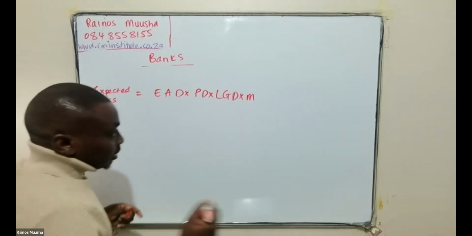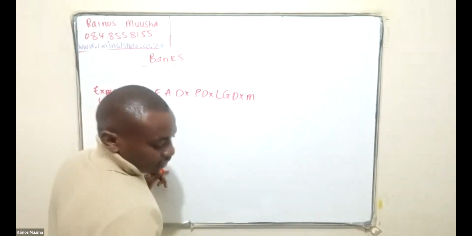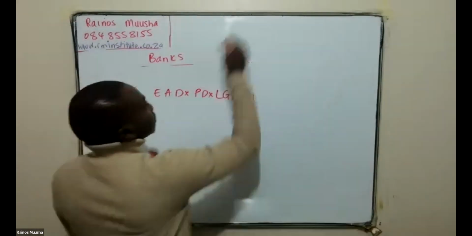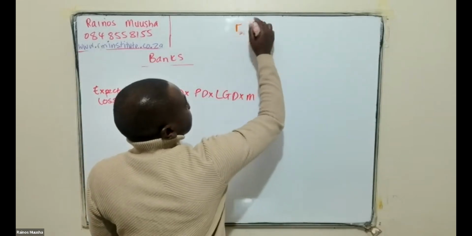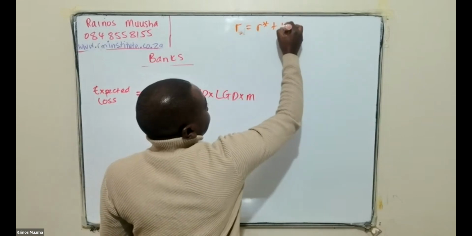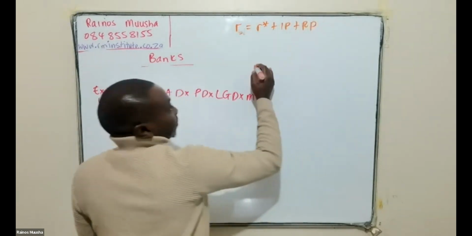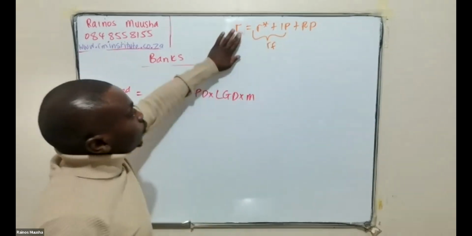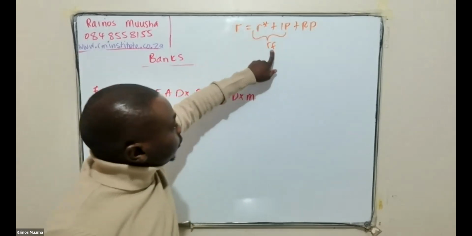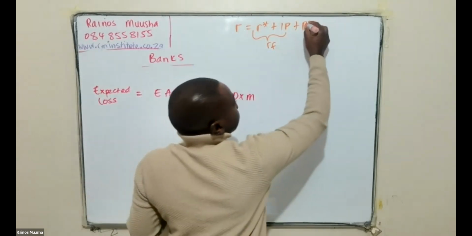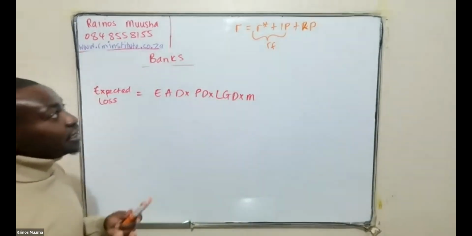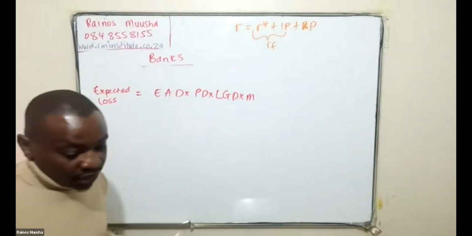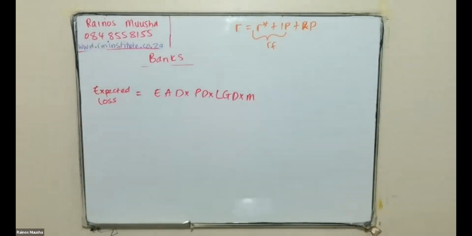If you still remember from your undergrad, we said your nominal rate of interest is given as the real rate of interest plus inflation premium plus risk premium. And then we said this is your risk-free rate of return. So your nominal rate of interest is given as your risk-free rate of return plus risk premium. So this risk premium is basically the risk you're taking in case of what? In case of default by the customer as well.